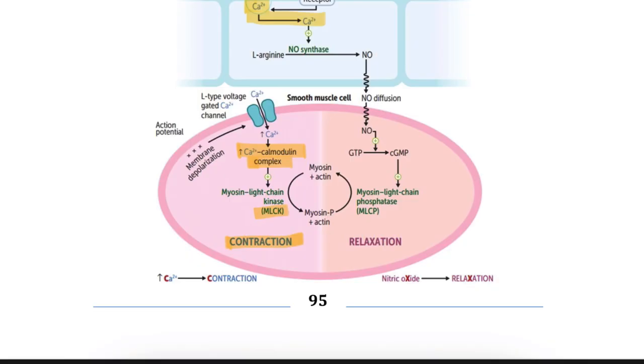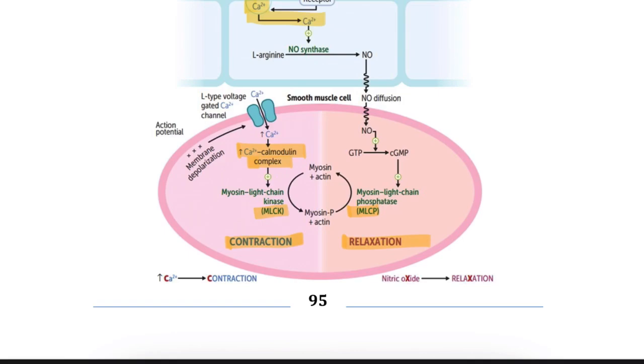Now we are going to see the relaxation process in smooth muscle. Myosin light chain phosphatase, or MLCP, dephosphorylates myosin light chain, terminating contraction.